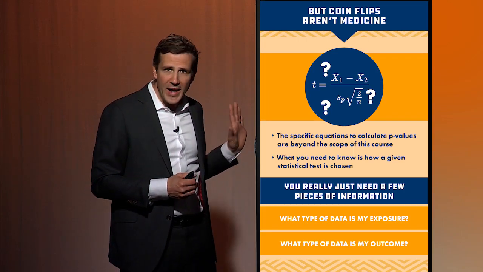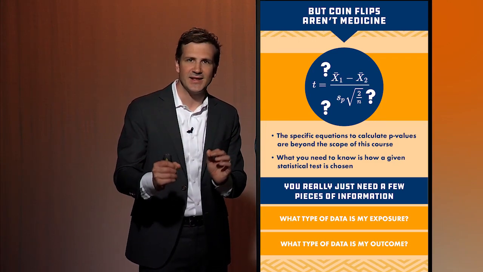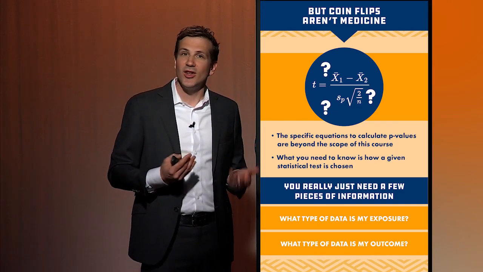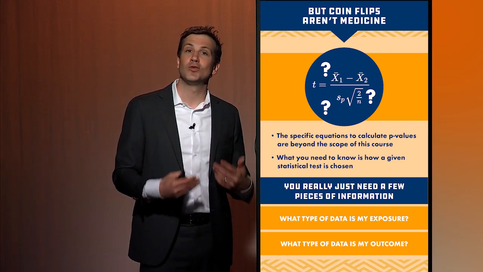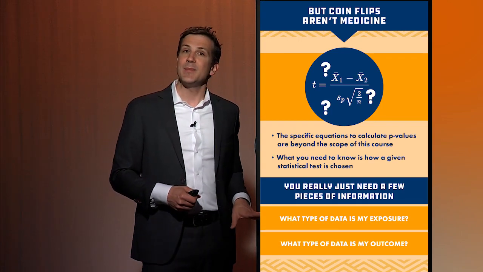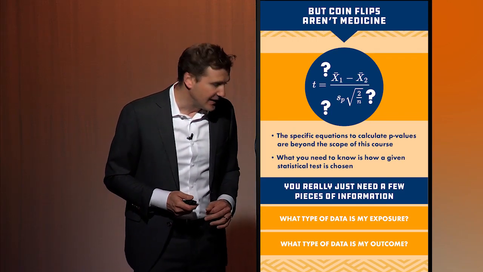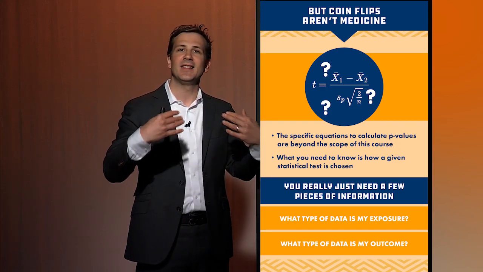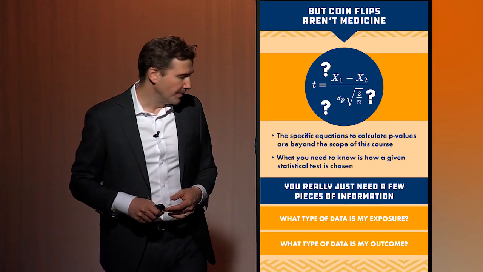So the specific equations to calculate p-values are beyond the scope of this course, but you just need to know how a test gets chosen. And the good news here is that you really only need a couple pieces of information to choose which statistical test, or to recognize if the right statistical test was being used in a given study. You need to know what type of data is my exposure. So remember back to our talk about types of data. And you need to know what type of data is your outcome. So we've talked before about linking exposures to outcome. We just need to add that layer of what type of data is my exposure and outcome.